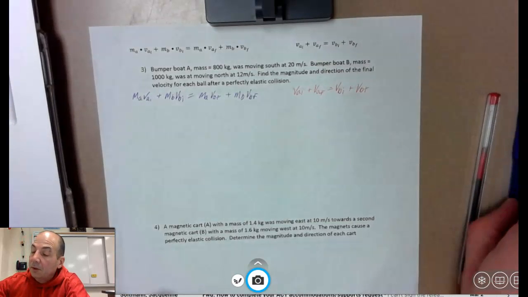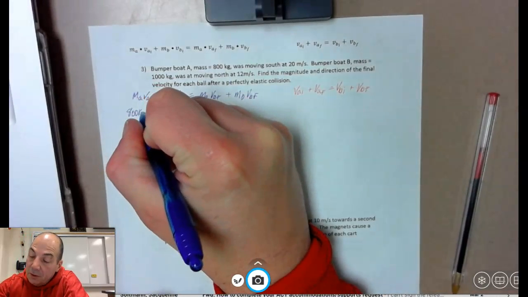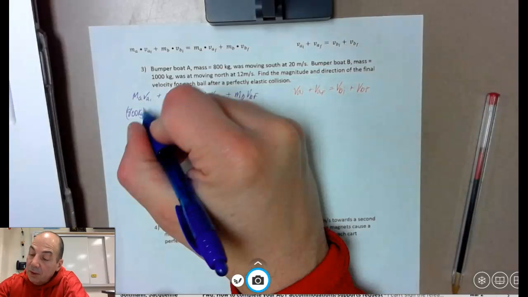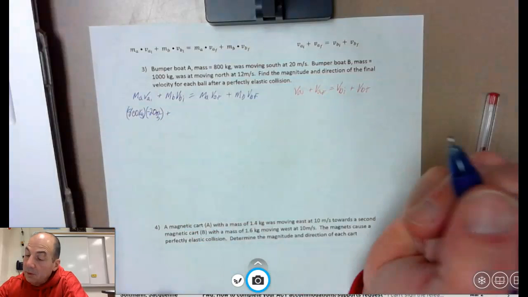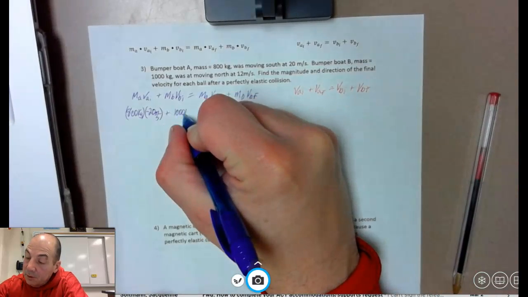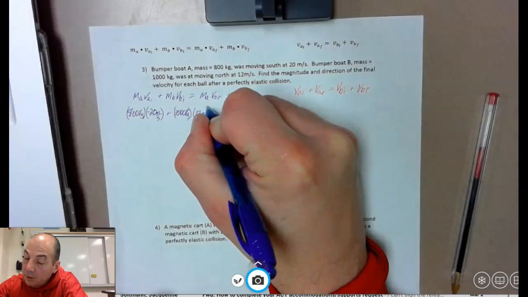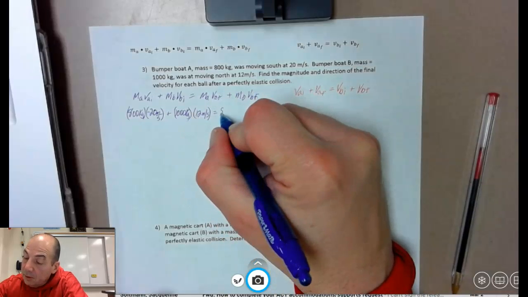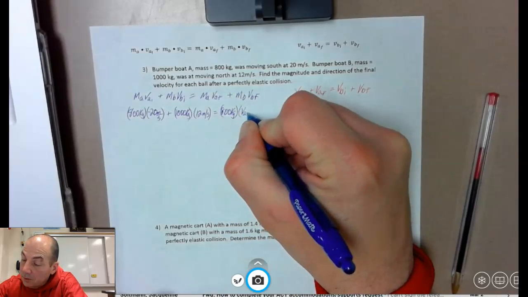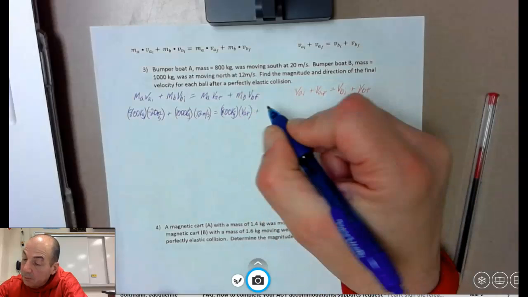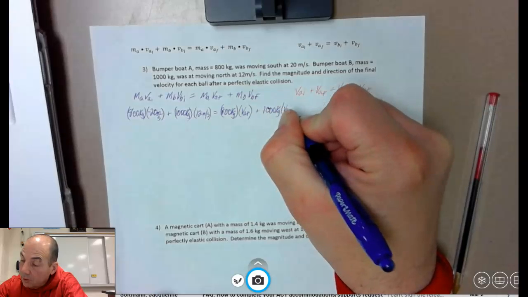All right, so let's start over here in the blue. So mass of A is 800 kilograms, and it's moving south at 20 meters per second. Mass B is 1,000 kilograms, and it is moving north at 12 meters per second. Mass A is 800 kilograms. We do not know the final velocity. Mass B is 1,000 kilograms. We do not know the final velocity.